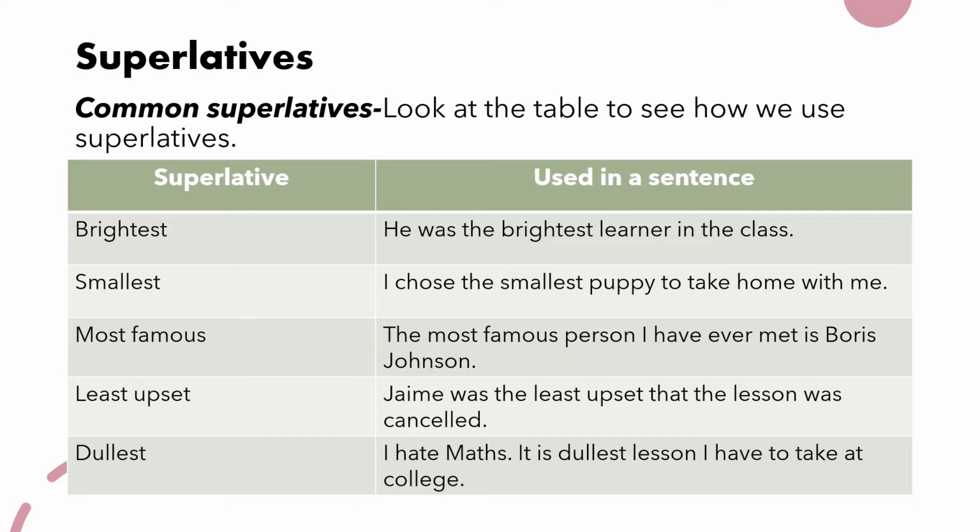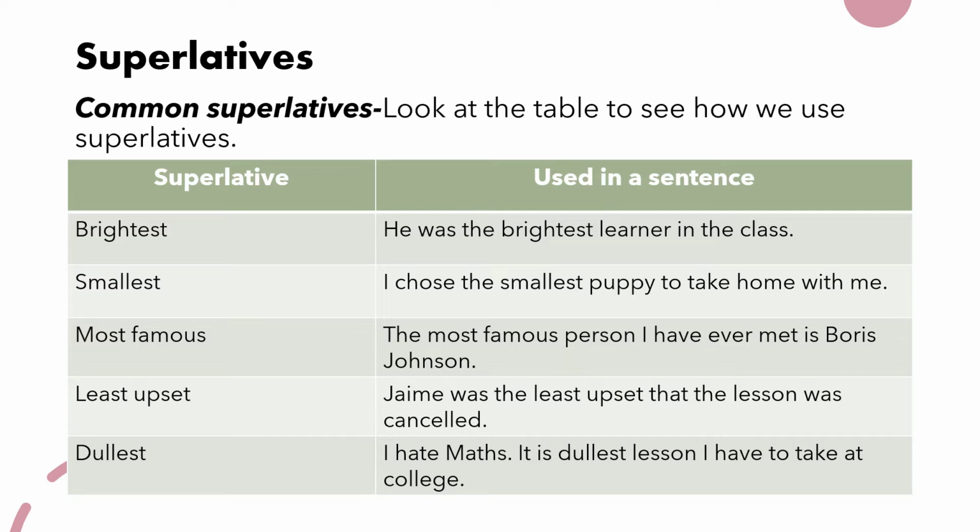The next one, smallest. I chose the smallest puppy to take home with me. Even though this is a very different word to biggest, it's at the opposite end of the spectrum, it is still a superlative. It ends in EST and it is telling us the lowest extent of something. So rather than choosing a big or medium-sized puppy, this person has chosen the smallest one, and again smallest would be a superlative. We can also use it in other ways, so it doesn't always end with EST.